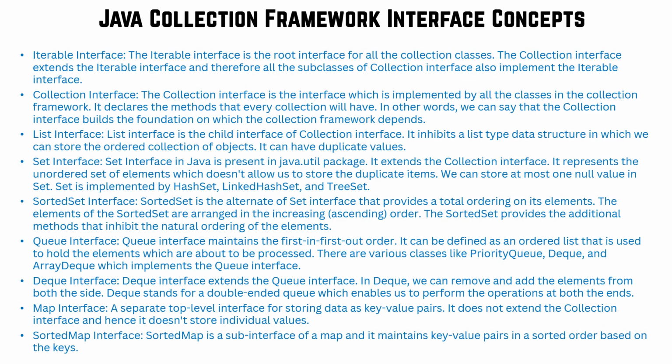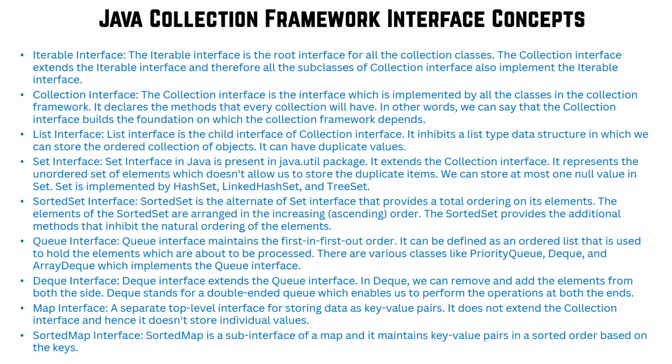The Iterable interface is the root interface for all collection classes. The Collection interface extends the Iterable interface, and therefore all the subclasses of the Collection interface also implement the Iterable interface. The Collection interface is implemented by all the classes in the collection framework. List is a list-type data structure in which the user can store ordered collections of objects. It can have duplicate values. Set has unique elements but no ordering guarantee. SortedSet has unique elements in ascending order. Queue is first in, first out. Deque is a double-ended queue; you can do operations from both sides.